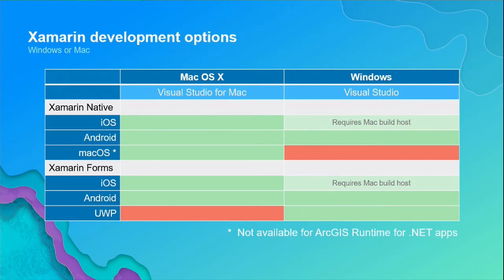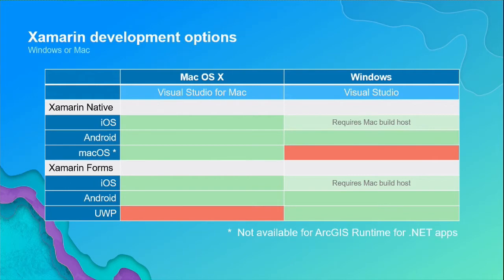In either case, you're going to be developing with Visual Studio, either Visual Studio on Windows with the Xamarin extension installed, or Visual Studio for Mac. A couple of caveats there. Notice that if I'm developing on Windows, I still have to have a Mac machine if I'm creating iOS applications. So either Xamarin native iOS or Forms iOS, I still have to have a Mac machine to build that project.